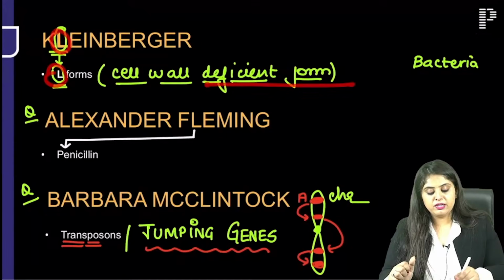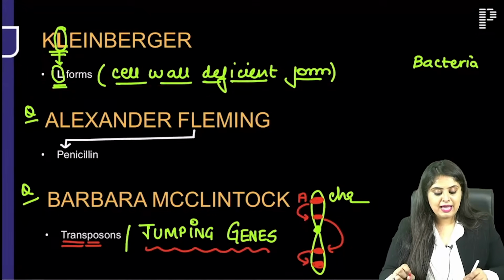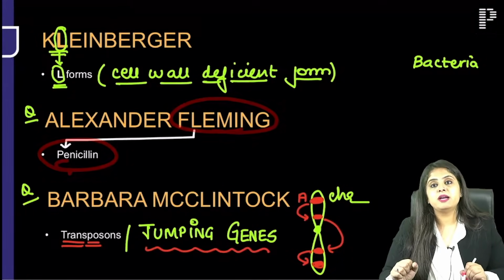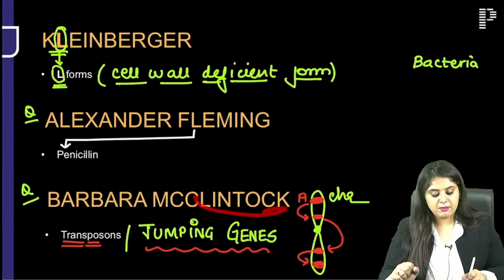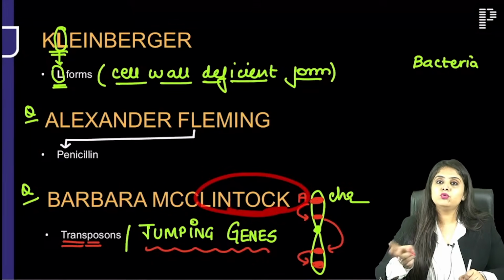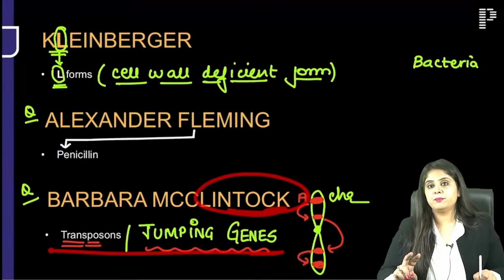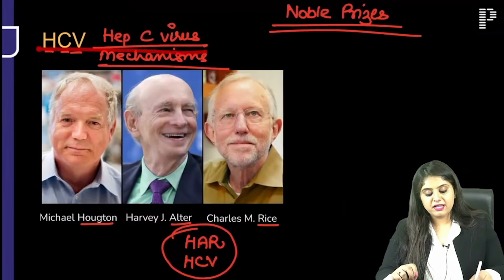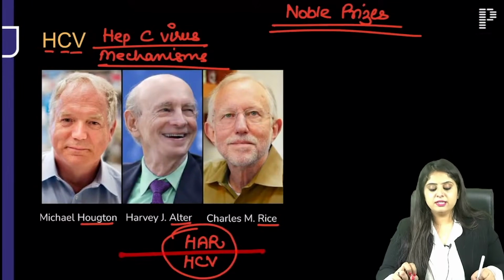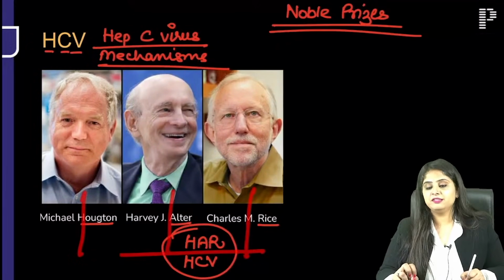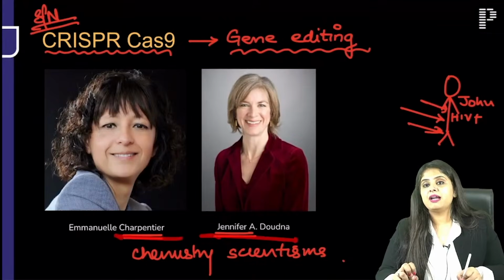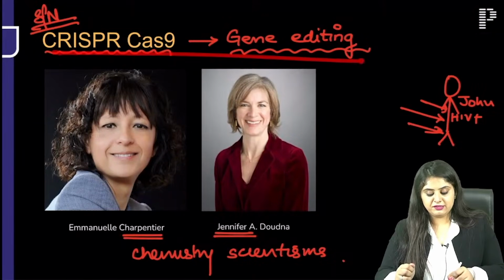Klieneberger gave us cell wall deficient forms called L forms. Alexander Fleming gave the first antibiotic, that is penicillin. Barbara McClintock gave us moving genes, that is transposons or jumping gene. Hepatitis C virus mechanisms were given by HAR, that is Houghton, Alter and Rice. And Madam Charpentier and Madam Jennifer gave us CRISPR-Cas9.